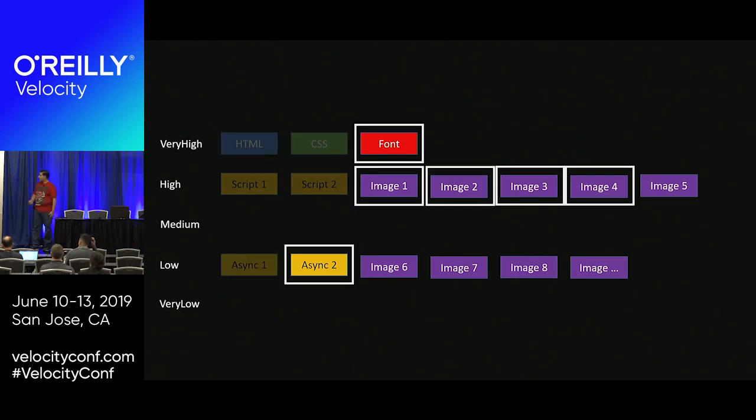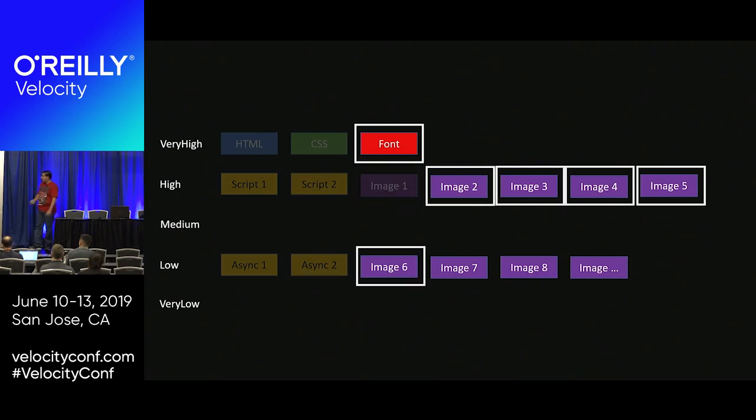Whenever the next connection becomes available, one of the async low priority scripts finish. Okay, now we can start requesting the font. We can now start requesting the other high priority image, and then we'll just sort of work our way through the rest of the images as connections become available. And so it works out fairly well for the most part.